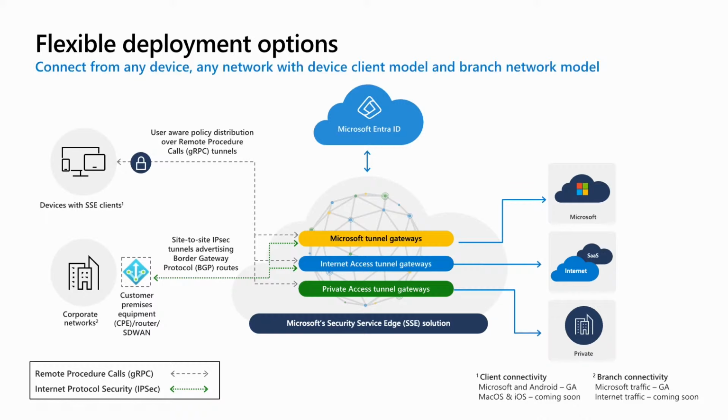In addition to the client model, we also support IPsec tunnel-based connectivity from branch office routers to offer coverage for any on-prem devices that may not have the client installed. Support for Microsoft Traffic Profile is GA, and support for Internet Access Traffic Profile is coming soon. Now I'll hand it off to Frank for a closer look at Internet Access.